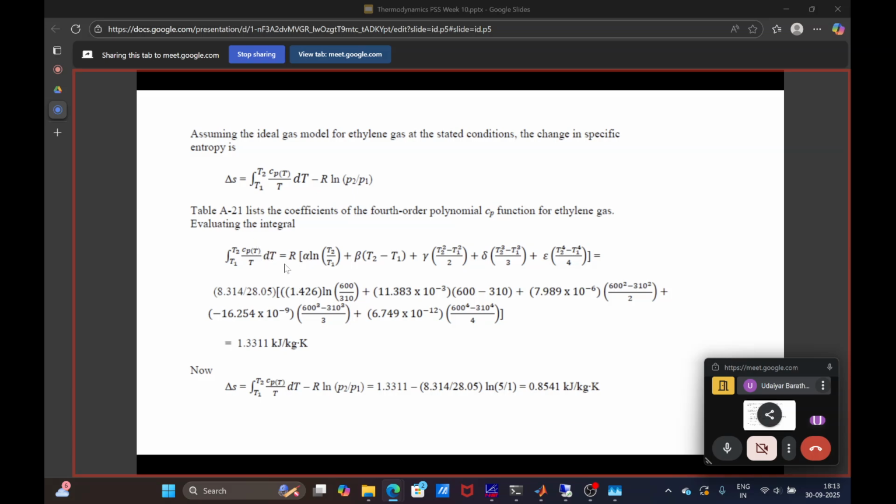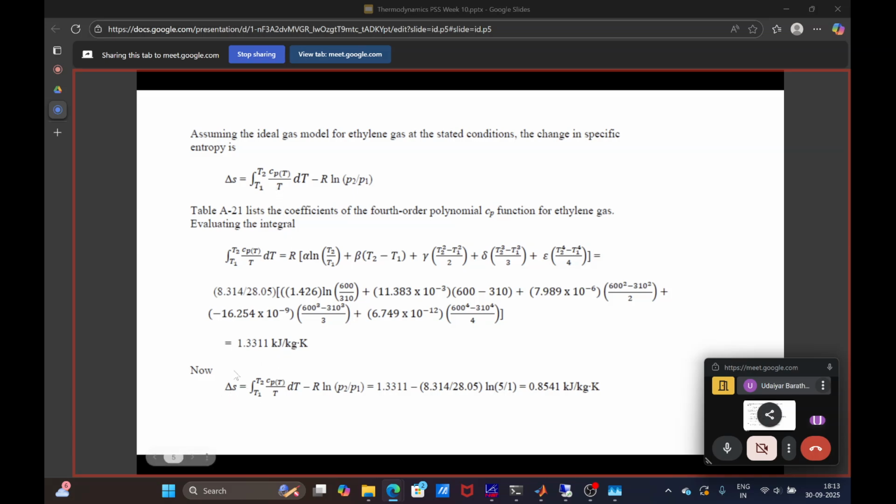Substituting that expression and integrating, we get R times alpha ln T2 by T1 plus beta (T2 minus T1) plus gamma (T2 square minus T1 square) by 2, and the delta and epsilon terms. So we have a 4th order polynomial, and when you substitute the temperatures and the coefficients which are given in the problem, what we get is 1.3311 kilojoule per kg Kelvin. That is the entropy change because of the temperature change.